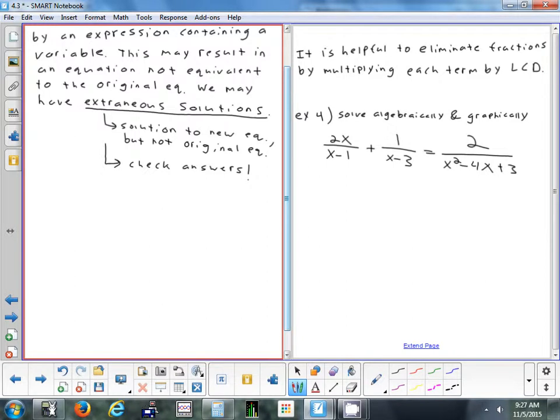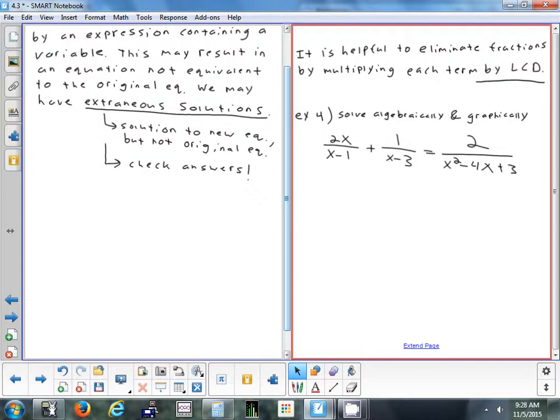Okay, so our goal is to eliminate the fractions using the LCD, the least common denominator. And remember the trick I told you for finding it. You just take the two that you have and multiply them together. If you look carefully at x minus 1 and x minus 3, if you multiply these together, what do you get? You get x squared, negative 4x, and plus what? Plus 3.